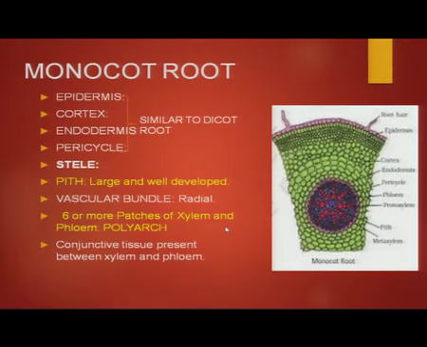This was about the roots. Let us now move on to the dicot and monocot stems. Yes, since it is monocot root, so there will be no secondary growth.